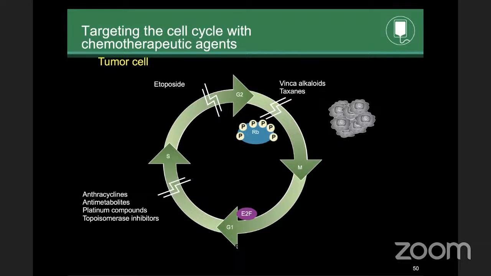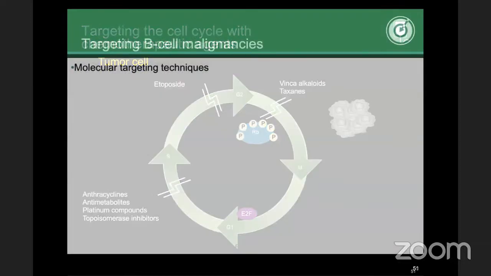So whether it is doxorubicin, platinum compounds, or a topoisomerase inhibitor like etoposide, it actually affects the cell cycle. The vinca alkaloids and Taxol affect the mitosis phase, so they are mitotic tubule inhibitors. So if you see this picture and remember this, you'll understand all about chemotherapy. So chemotherapy affects the cell cycle. Next slide.